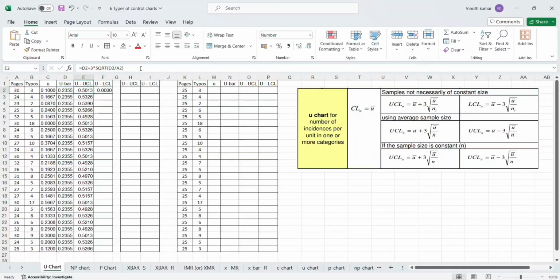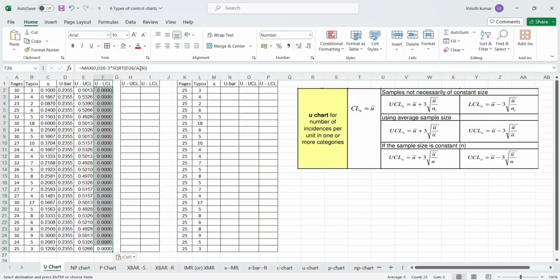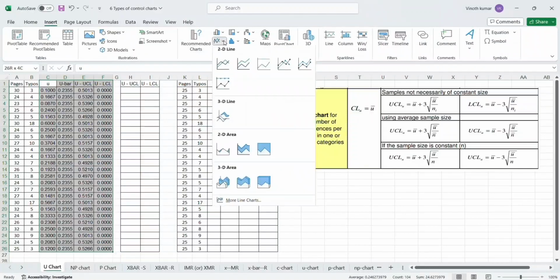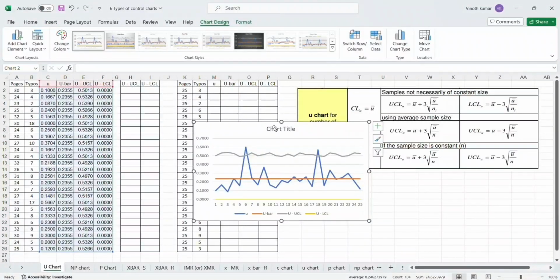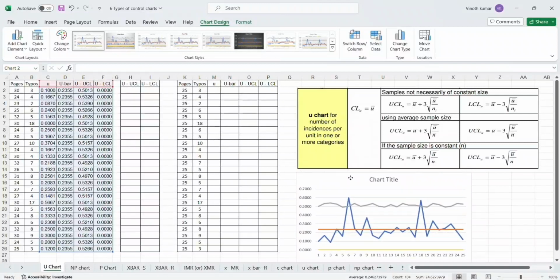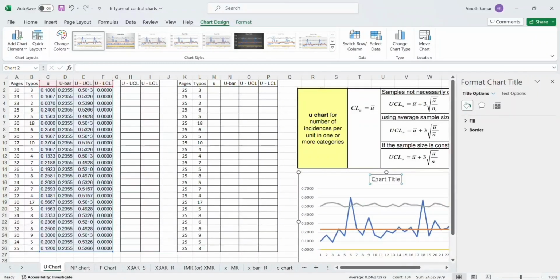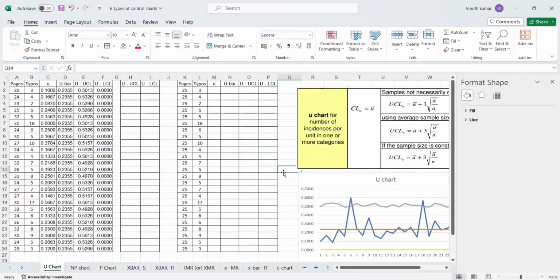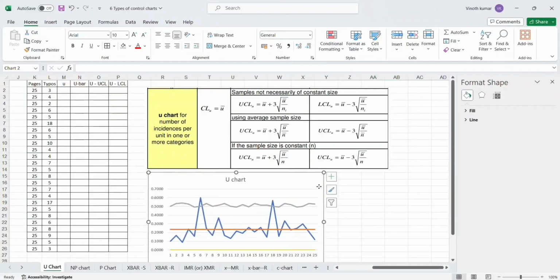Right, now I can copy paste this. So what I have done is I have created the u bar, u upper control limit, and u lower control limit. Now if I select my u bar, u upper control limit, and u lower control limit, and say insert, and draw the chart, it will give me my u chart for varying subgroup. This is the u chart for varying subgroup, and that's why you can see that the upper control limit is fluctuating. So here is the chart. We have drawn it in Excel.